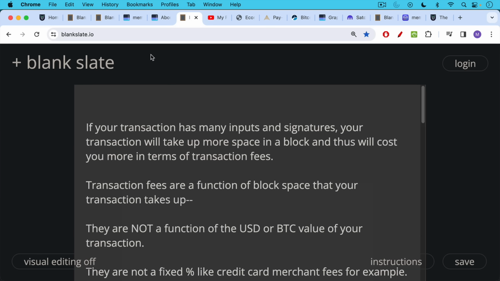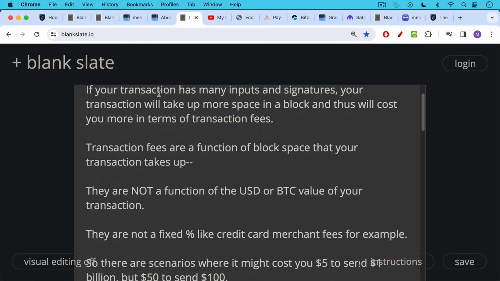But let's talk about transaction fees now, because this has become a very big issue in recent months. If your transaction has many inputs and signatures, your transaction will take up more space in a block, and thus will cost you more in terms of transaction fees. As we said, transaction fees are a function of the block space that your transaction takes up. They're not a function, and this is a very common misunderstanding, of the US dollar amount or Bitcoin value of your transaction.